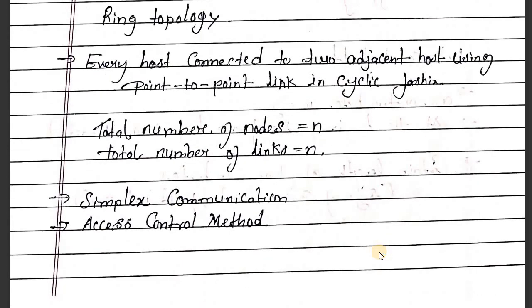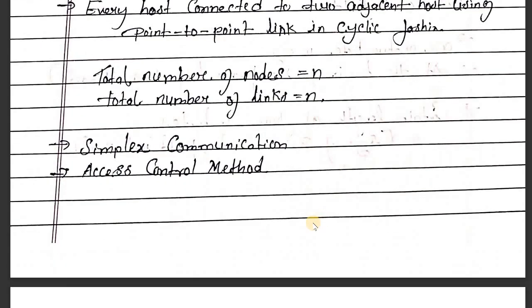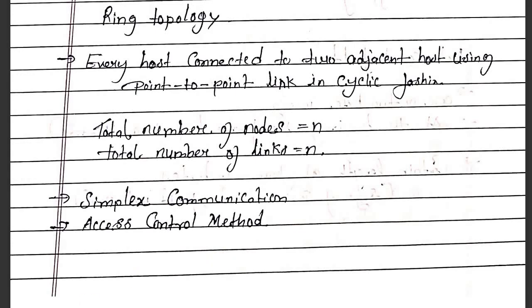Here the advantage is that it is simplex communication. Only one node can send data on the link at a time, and an access control method is used, meaning that if one node is sending data on the link, then the other nodes do not have to send data on the channel. Here is the formula: if the number of nodes is n, then the total number of links is also n.